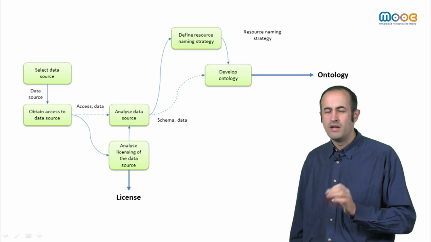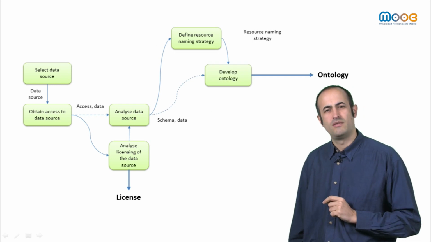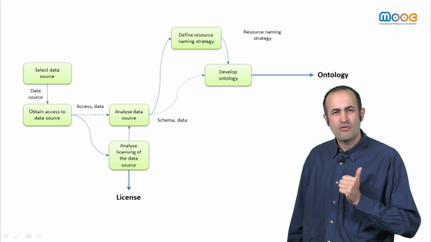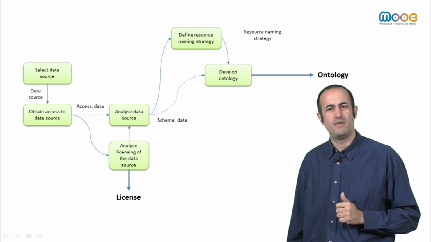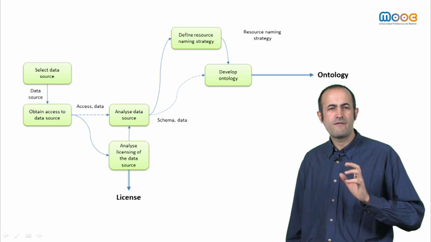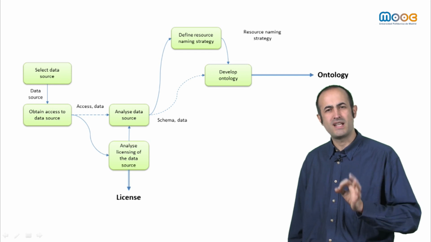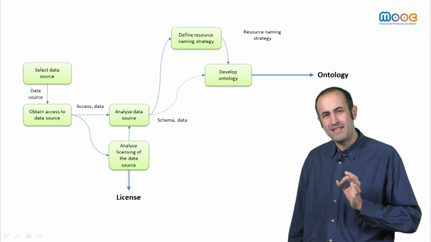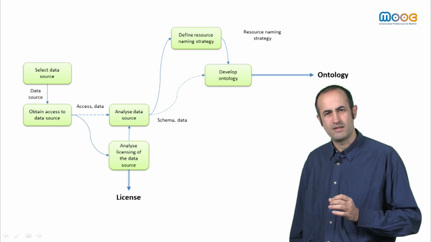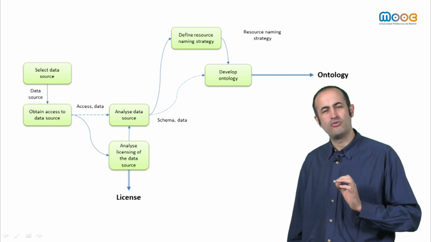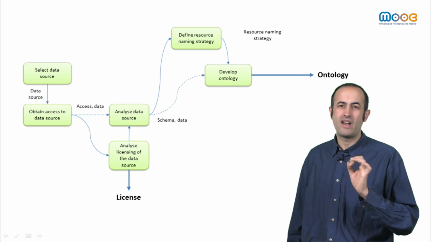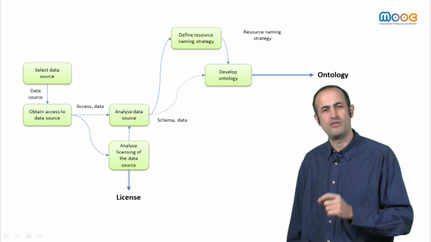At that moment, we must develop our ontology by describing the concepts in our domain and the relationships between them. Ontologies are formal models that can be used to represent data on the web, and that can be implemented using the OWL language, which stands for Web Ontology Language, which has been standardized by the World Wide Web Consortium.